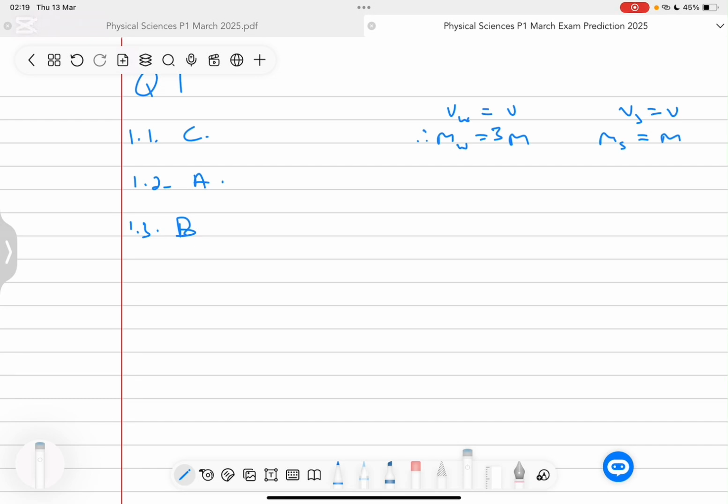Now at this stage, I can calculate momentum because we want to compare the momenta here. I will say the momentum of the watermelon is given by the mass of the watermelon times the velocity of the watermelon. When I substitute, I have 3m here and I have the v, because the velocity is v and the mass is 3m. I can do the same for the spanspeck: its momentum is the mass times its velocity, where my mass is m and the velocity is v.